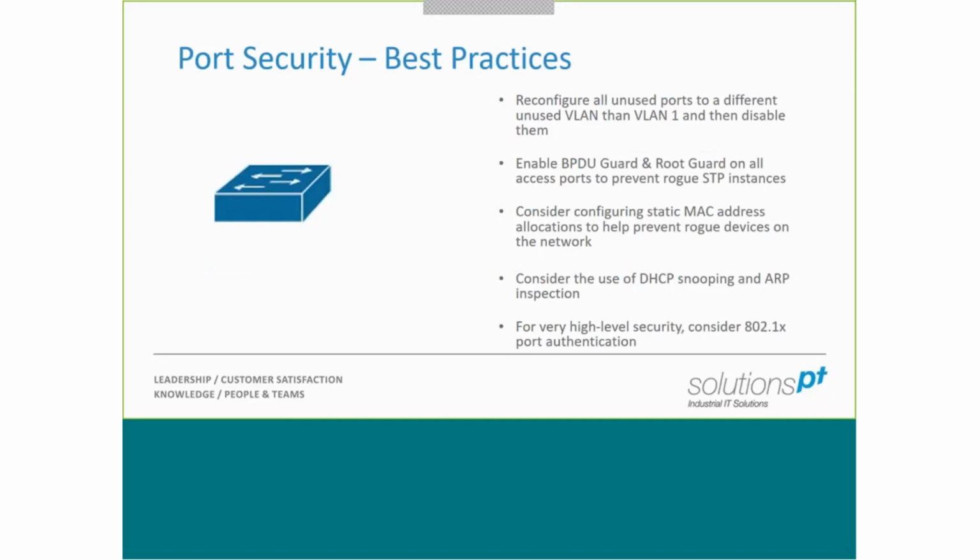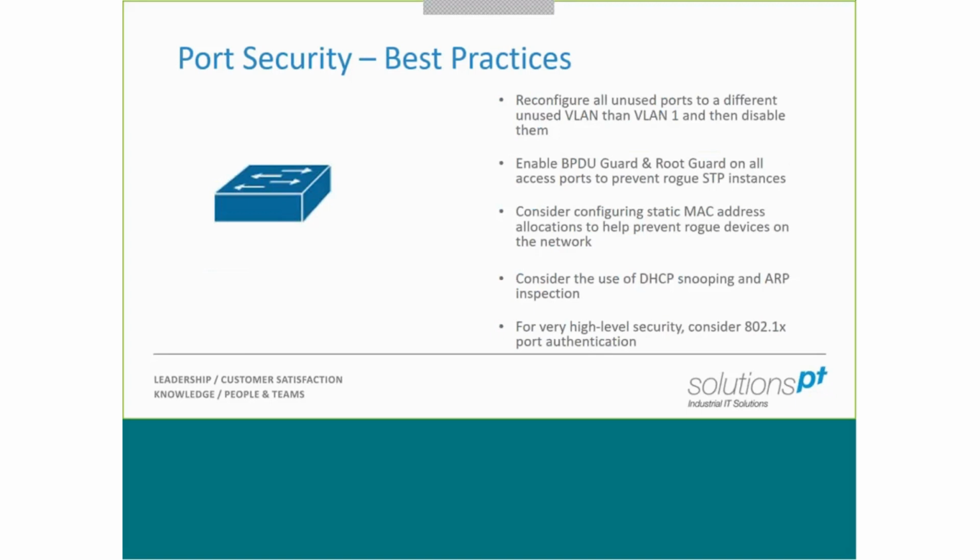So this is just some of the best practices, a nice, easy 5 points. Some of these are perhaps a little bit harder than others, but let's start at the top. The first one: reconfigure all unused ports to a different unused VLAN than VLAN 1, and then disable them. That's basically saying that we want to avoid the use of VLAN 1 if we can. Sometimes in older networks, everything's been configured, everything's working, and it's on VLAN 1, and retro-changing that is quite a big job, and it's not always practical.